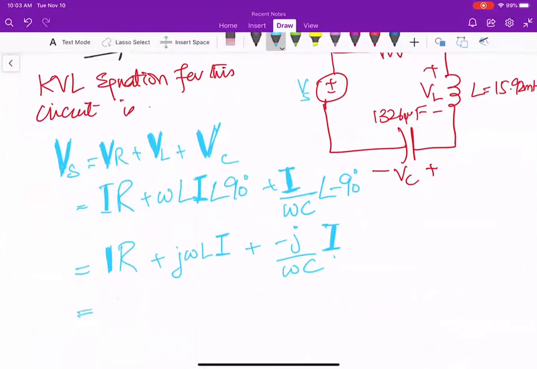And other than that, this is IR plus, or you can also write it like this. So these are all the same thing, I'm just saying. ZR I plus ZL I plus ZC I. Sounds good?